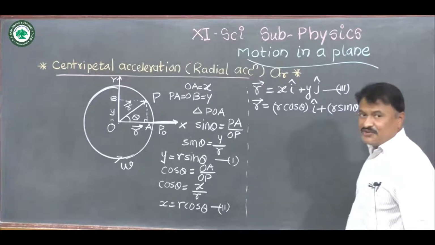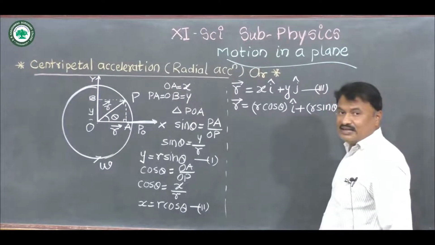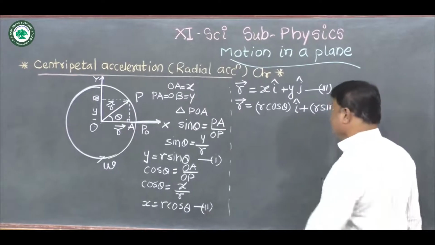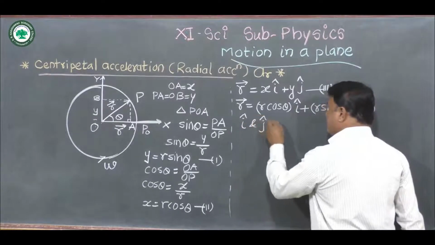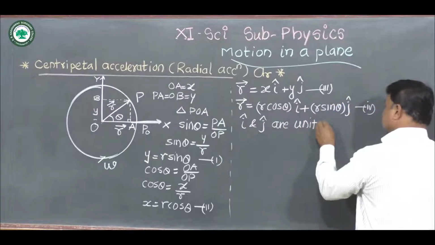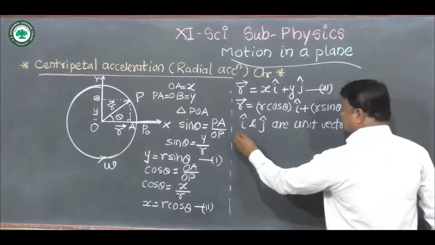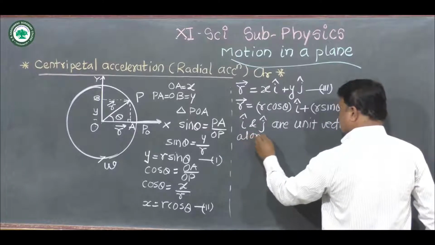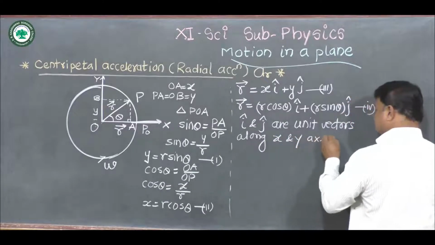Now this equation 4 is the radius vector. In this, i cap and j cap are unit vectors along the x-axis and y-axis respectively.